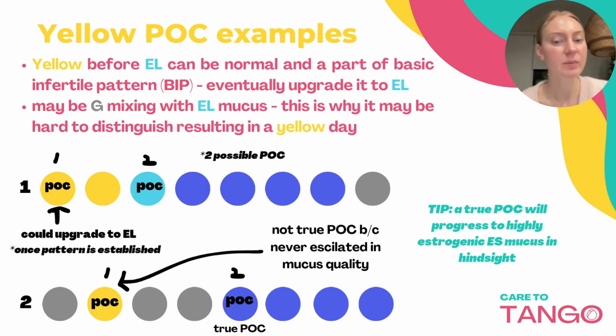So that first POC, the first yellow day there, would not be considered our POC because it was not increasing in mucus quality. So we didn't switch to an EL day, we didn't switch to an ES day. It was just 2 dry days in between. So our true POC would be the second one there, the dark blue ES day. So that's your tip here: a true POC will progress to a highly estrogenic ES mucus in hindsight.